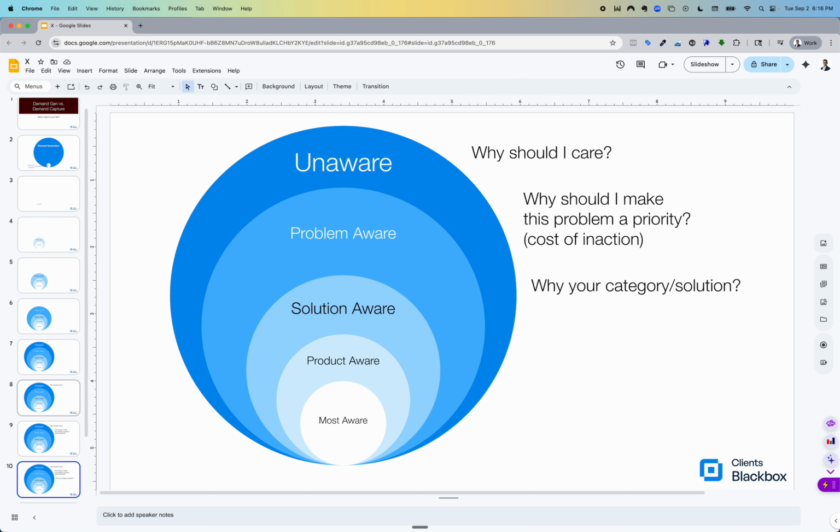And then, why your category or solution? So now I know that I have a problem. I know that it's a priority. Well, how do I solve it, okay? And then when you go over your solutions, why should I choose your category of solutions, okay? Why should I hire, for example, a financial advisor and not do it myself?